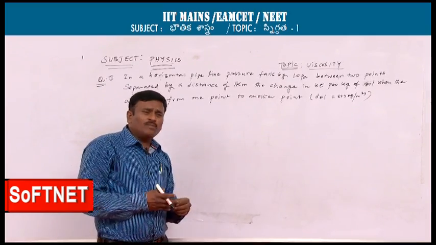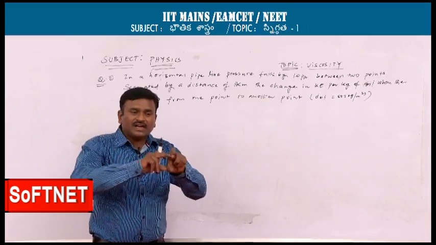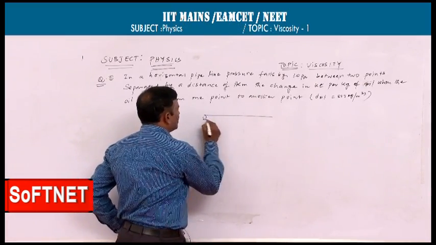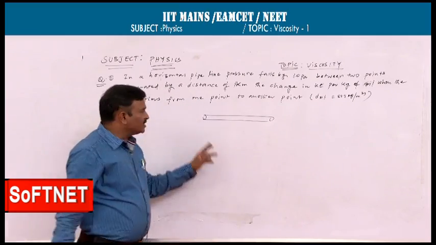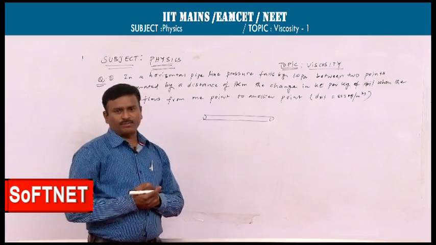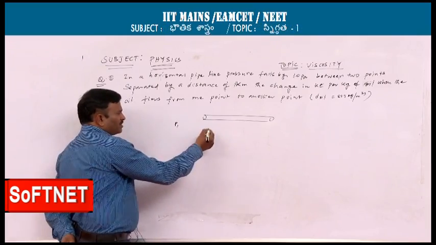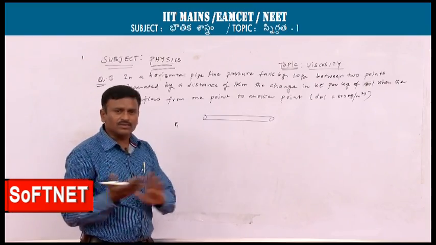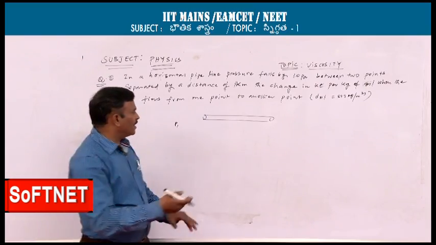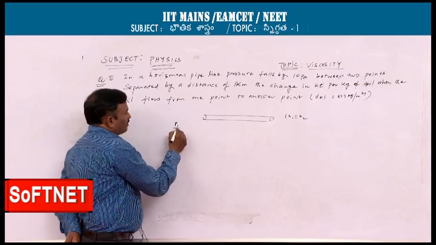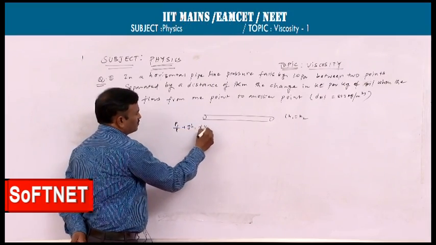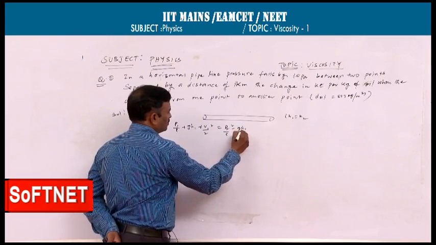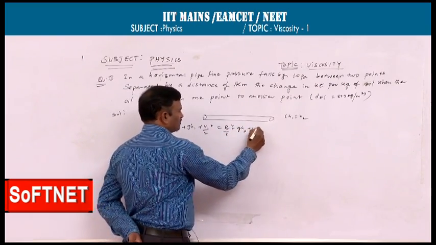Here 1 kilometer or 2 kilometers, whatever, the pipe taken is horizontal. So let us take the horizontal pipe. What is being asked? Change in kinetic energy per unit mass. According to Bernoulli's theorem, the height difference is 0 because the pipe is horizontal, so H1 is equal to H2. P1 by rho plus gH1 plus V1 square by 2 is equal to P2 by rho plus gH2 plus V2 square by 2.